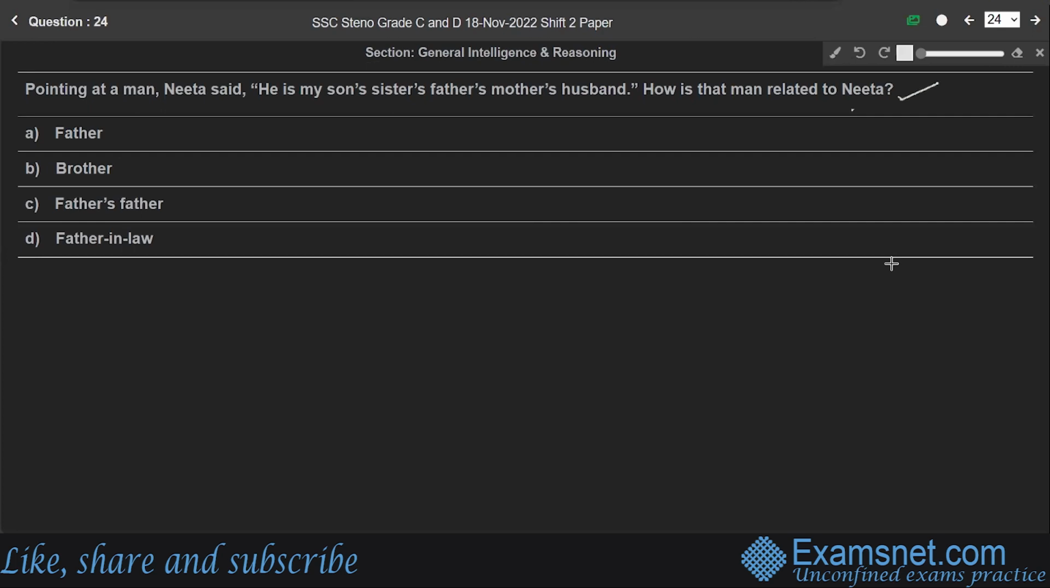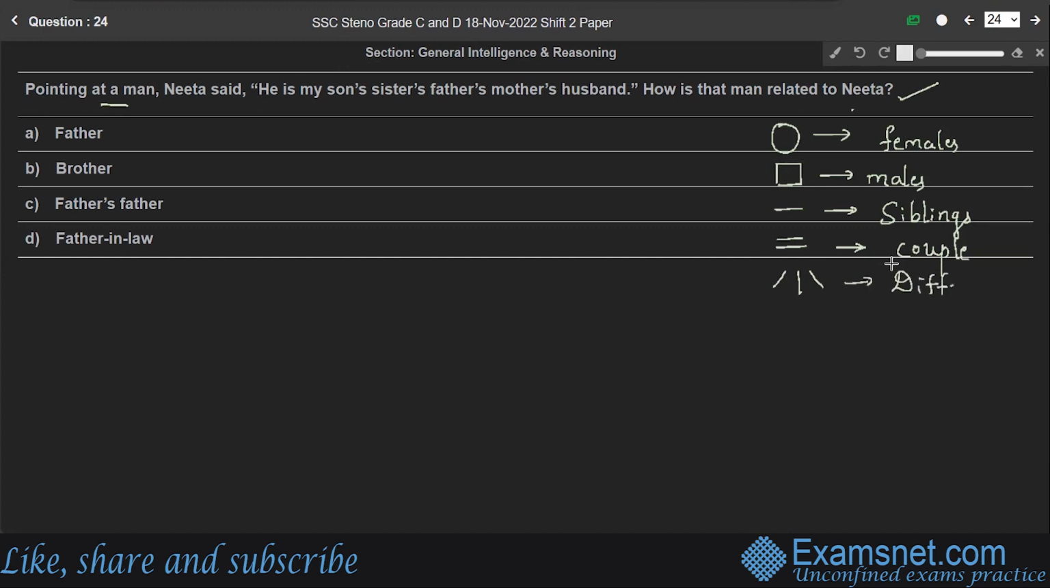Question 24. Pointing at a man, Nita said, he is my son's sister's father's mother's husband. How is that man related to Nita? To represent these relationships, we use a circular symbol for all females, a square symbol for all males, a single horizontal line for siblings, a double horizontal line, a set of parallel lines, for a married couple, and a vertical line or slightly slanted lines for difference of generation.